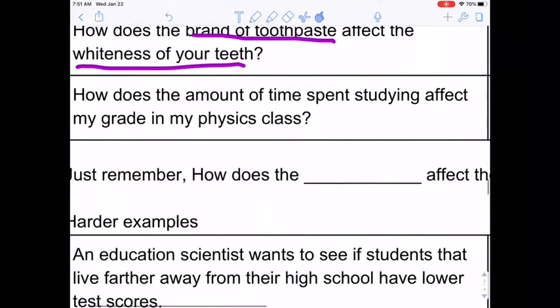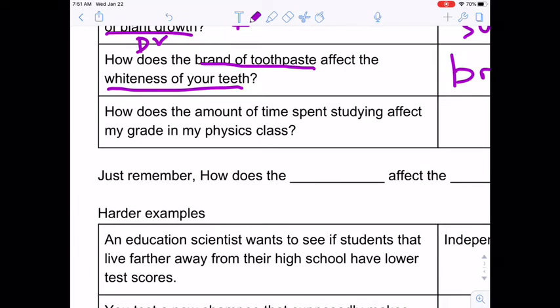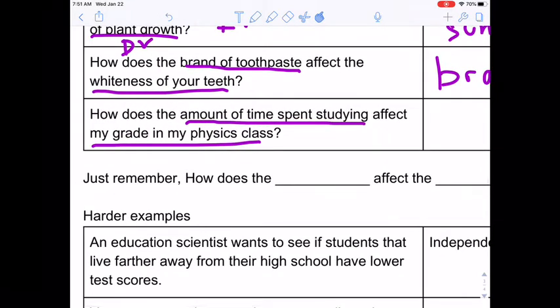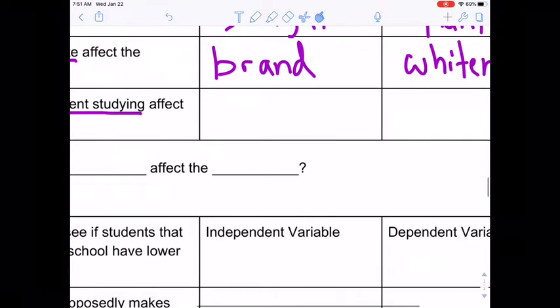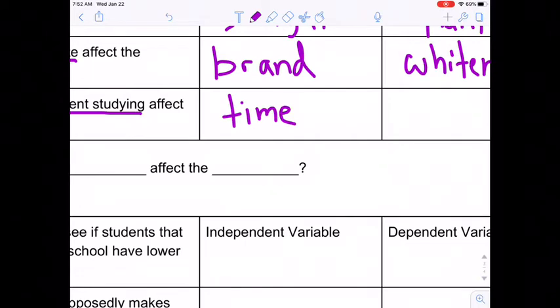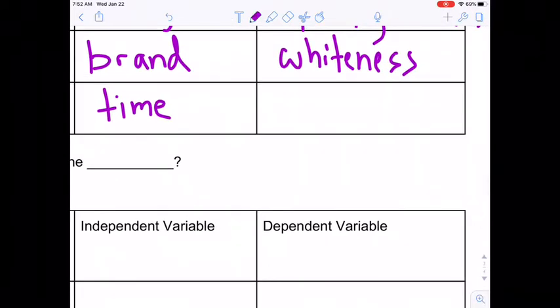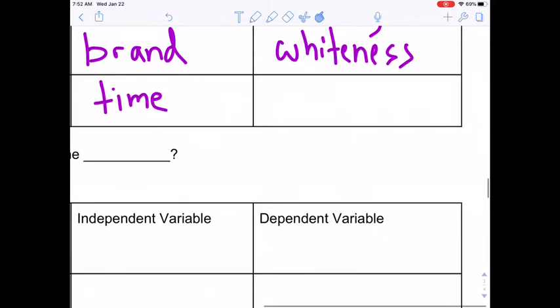Okay, how does the amount of time spent studying affect my grade in my physics class? So let's again underline amount of time spent studying and my grade in my physics class. We have two variables. The effect, hopefully, if you spend more time studying, your grade is going to go up. So your grade is the effect. And the amount of time you spend studying, that's the cause. So time spent studying, measured in, I don't know, hours. Days for some of you. No, just kidding. Time spent studying affects the grade.